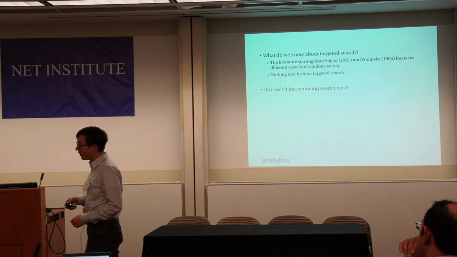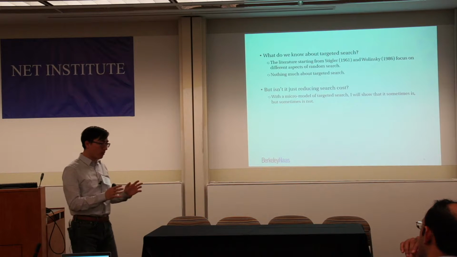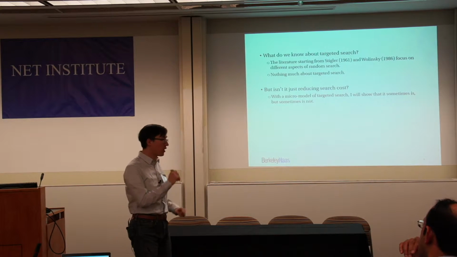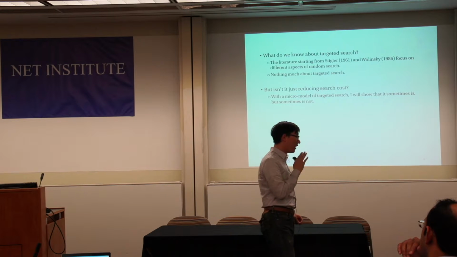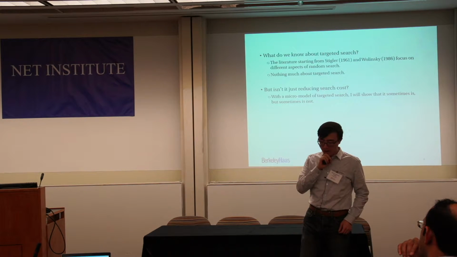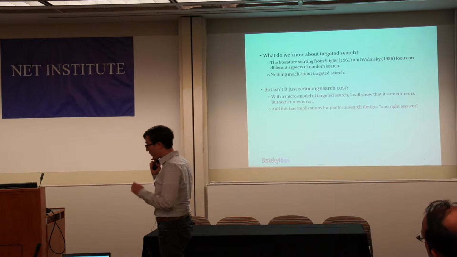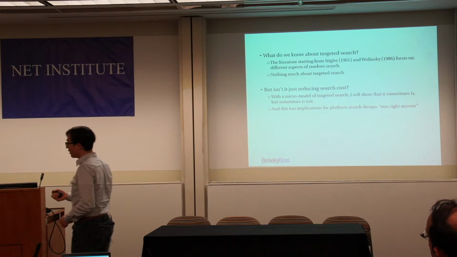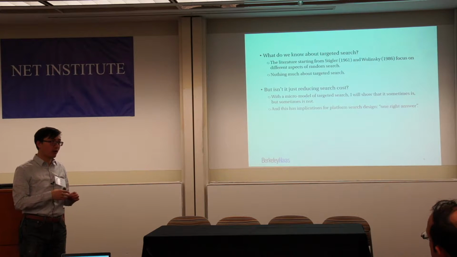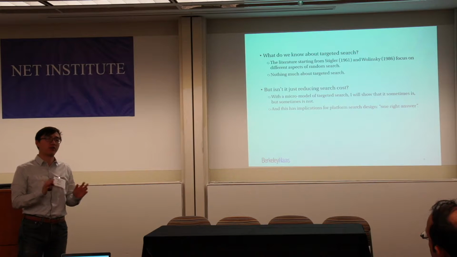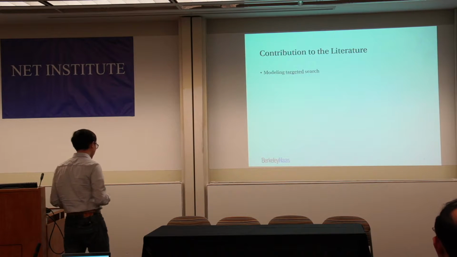But as you can see from this study, I'm going to micro-model this idea of targeted search, and I'm going to show you that sometimes, yes, it has a similar effect as reducing search cost, but sometimes it's not. And that difference matters, especially when we move forward to the platform design questions. What are the platform's incentives in choosing a specific kind of search technology? Okay. Now, a little bit about the literature.